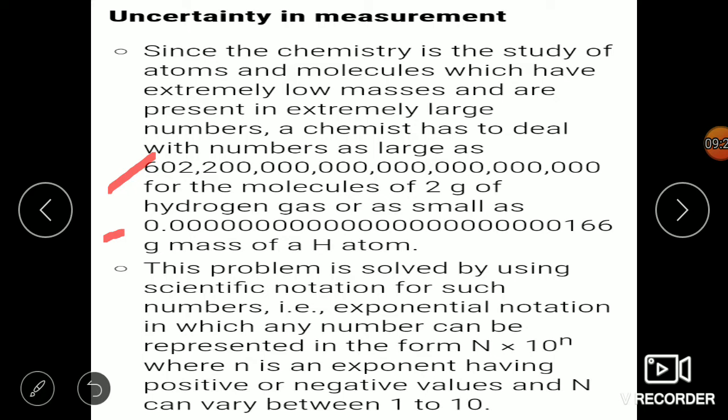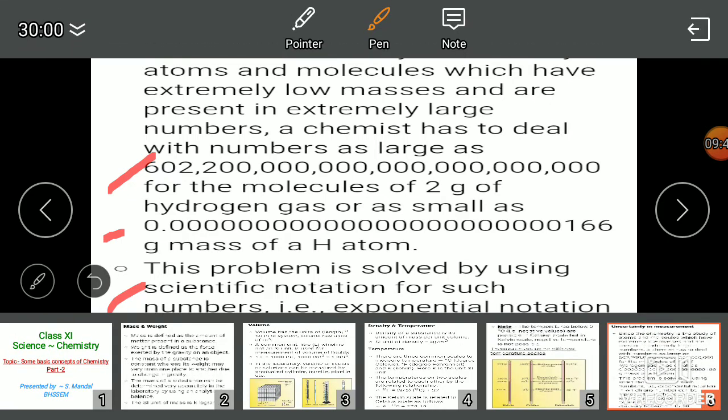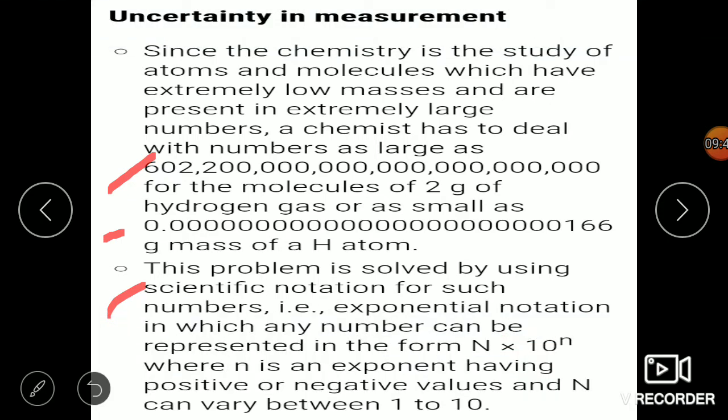To solve this problem, the solution given is scientific notation, okay. The presentation of such a number is given in terms of scientific notation. Now what is that scientific notation? In scientific notation you get this expression, okay, N into 10 to the power n. If you express the number this way, then your simplification becomes easier.